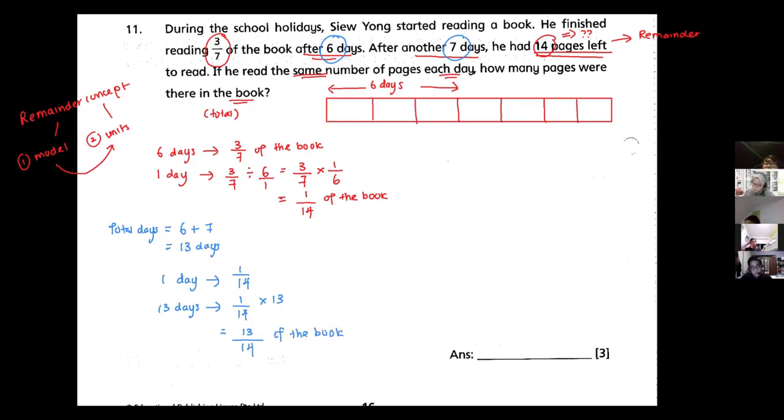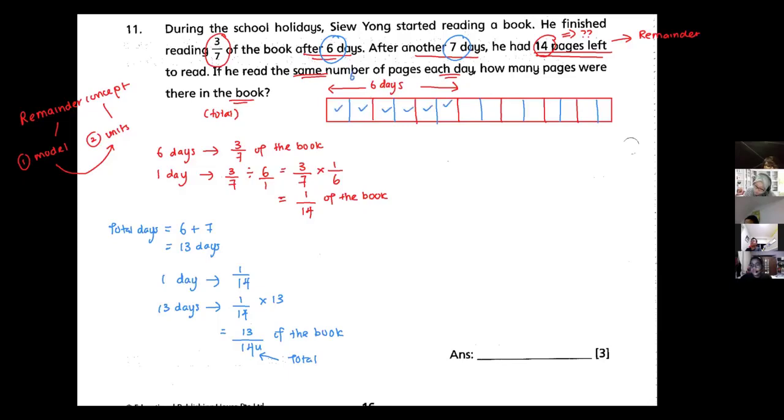Okay, so if you look at the model, I have 7 parts. But if you look at this fraction, you know that this is units, right? This is our total parts. So I need to have 14 total parts. So what do we do with the model? I have to cut it up into 2 parts each. Okay, so for this 13/14, you know that 6 days is this much.